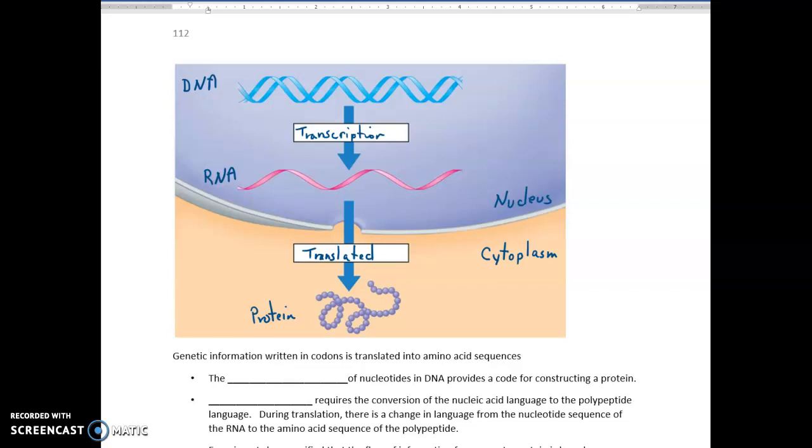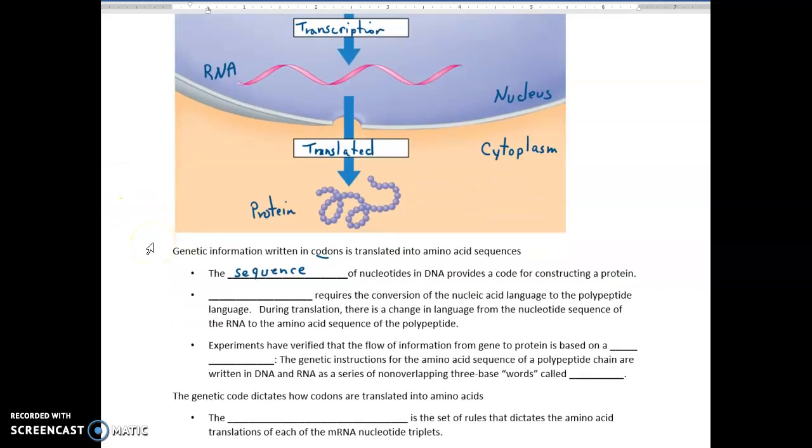Now, the genetic information is written in codons, and it's the sequence of the nucleotides in the DNA that's going to give us the code for constructing our protein. So, translation requires the conversion of nucleic acid language to polypeptide language. And so there's a change in language in translation.